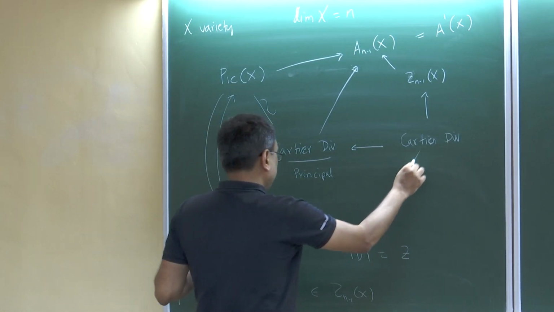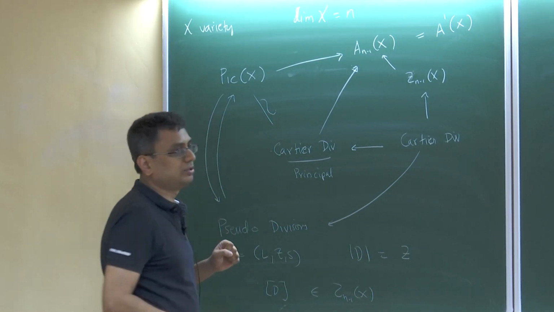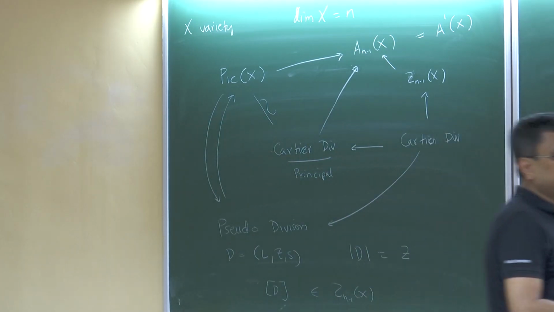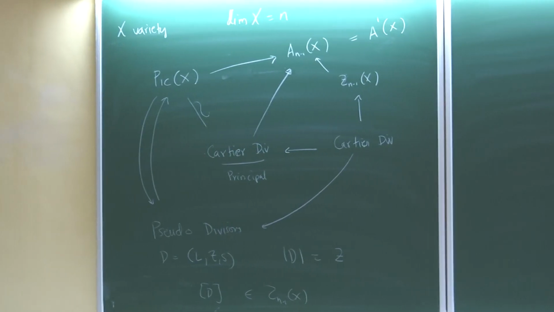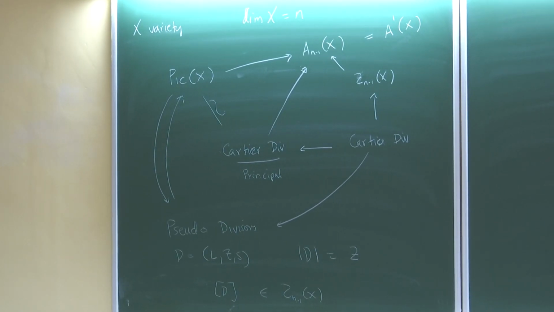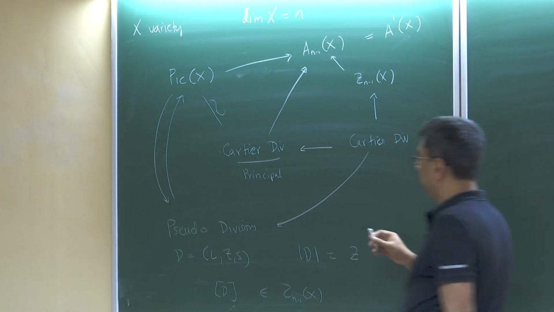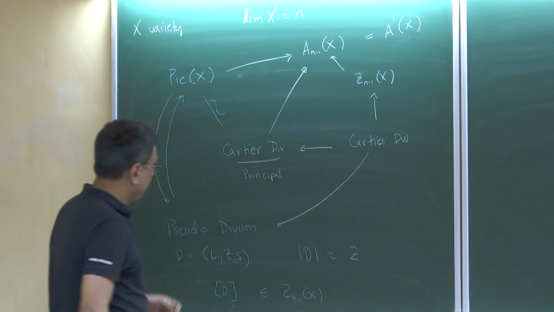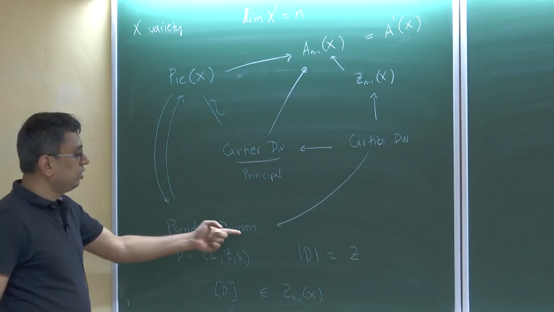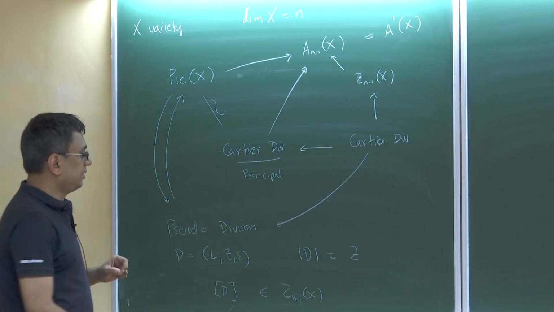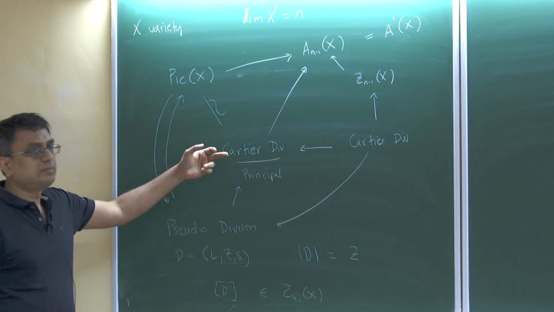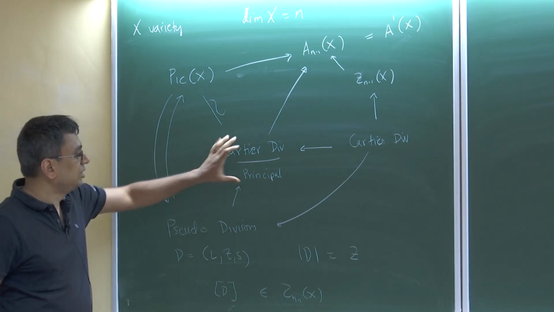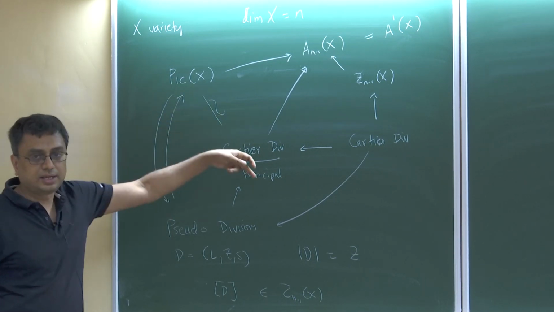Cartier divisors give me a pseudo divisor because given a Cartier divisor D, the line bundle O_X(D) has a nowhere vanishing section outside the support of that Cartier divisor. This was one of the things we defined. So I have a map like this, and a pseudo divisor gives a class here because it gives a line bundle, and then I can come back here.